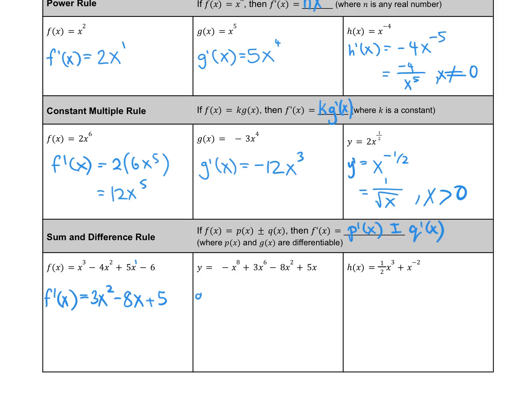For the next one, I could write y prime, or I could write dy dx, and bring the 8 down, so negative 8, x to the 7. Bring the 6 down, 3 times 6 is 18, x to the 5. Bring the 2 down, so we have negative 16x, and plus 5. Okay, again, started with power of 8, went down to power of 7.